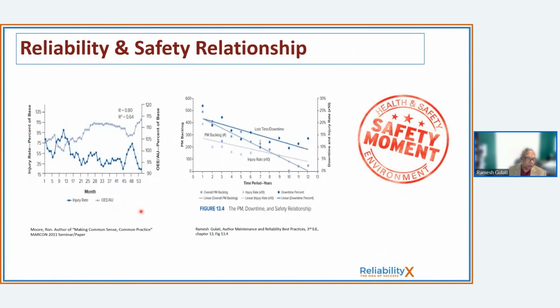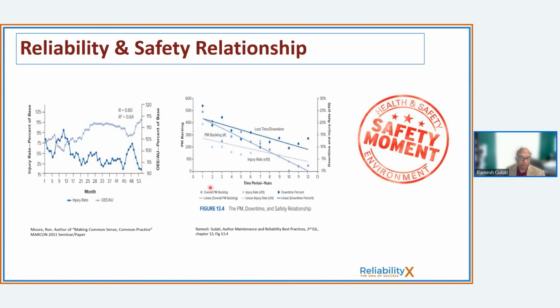We're showing your injury rate goes down as you become more reliable, or your OE goes up. As OE goes up, your injury rate goes down, or as the injury rate goes down, your OE goes up too.